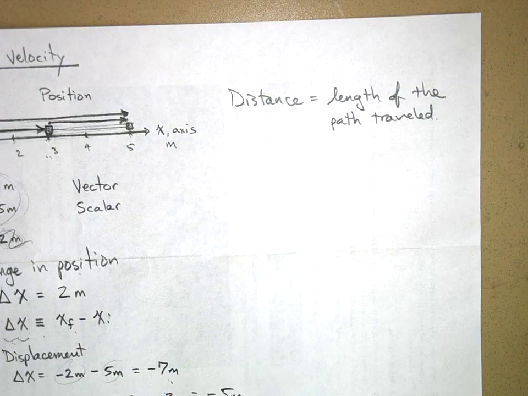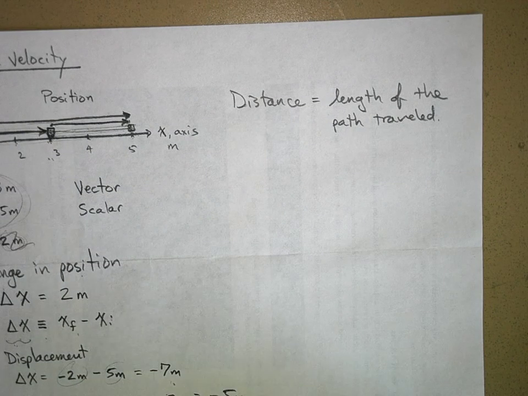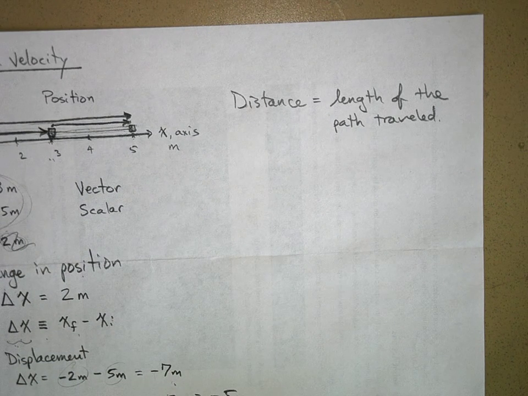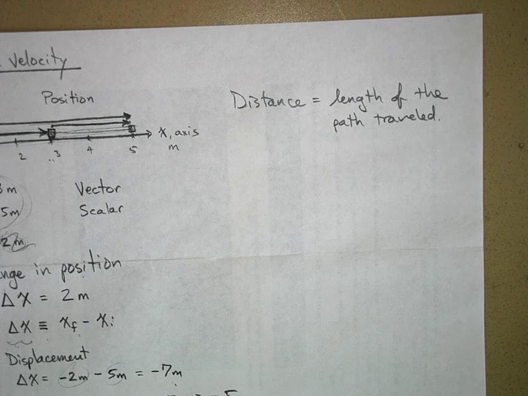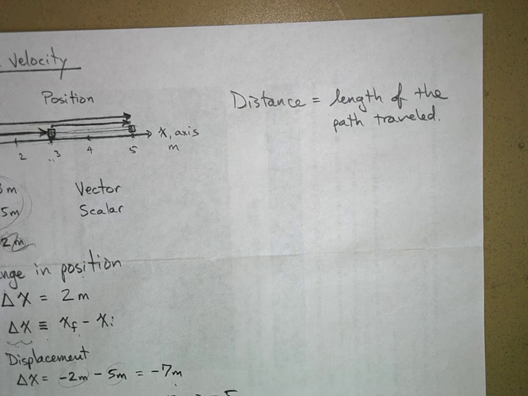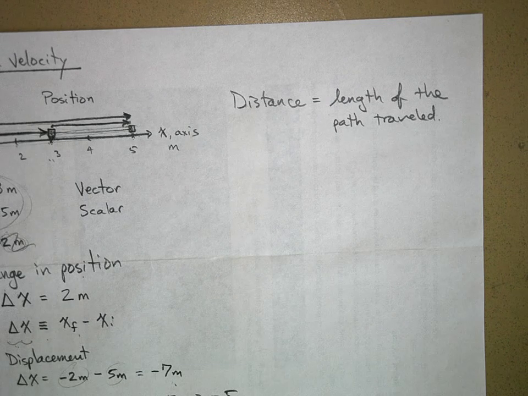Now, that's the definition of distance. So let's take a look at the length of the path traveled. Distance, by this definition, is not a vector. It's just totally magnitude, and you're just adding up. There's no such thing as a negative distance.